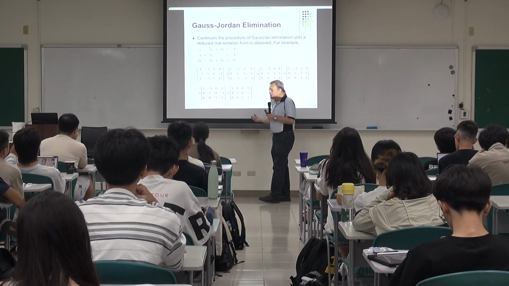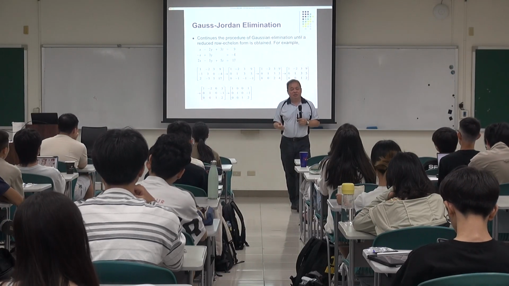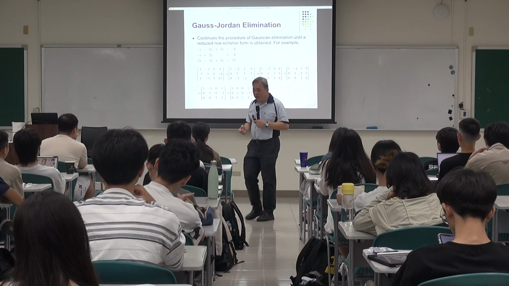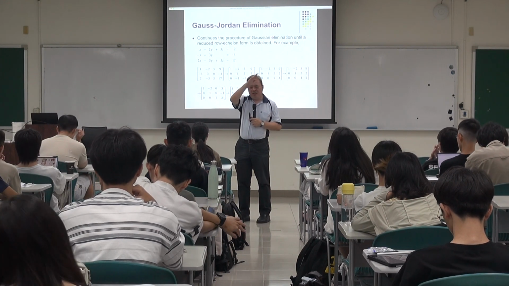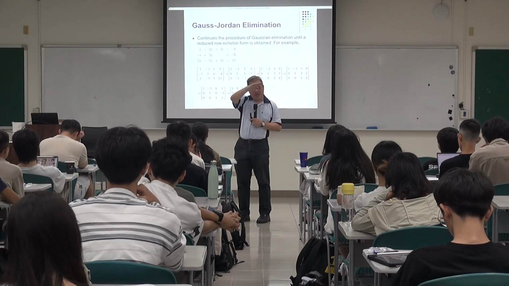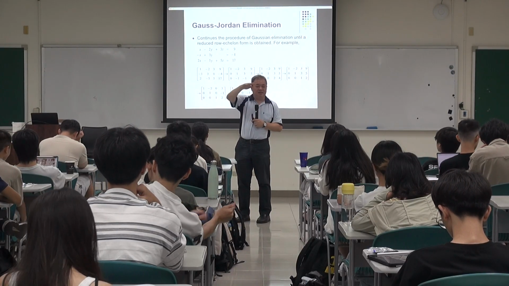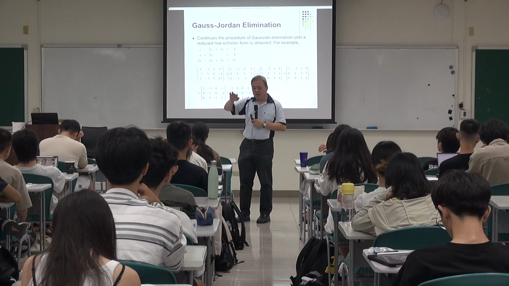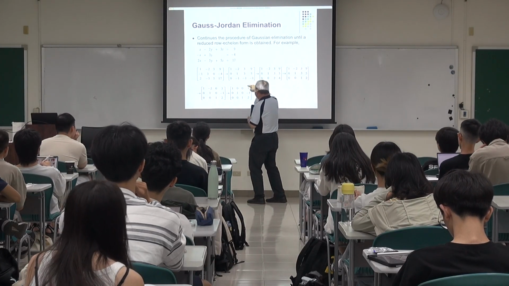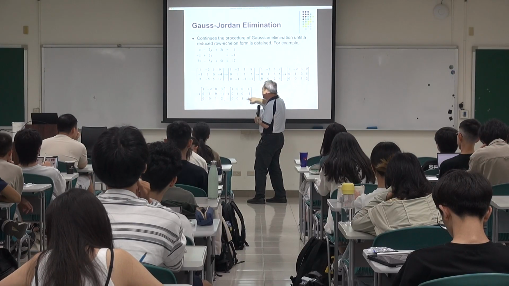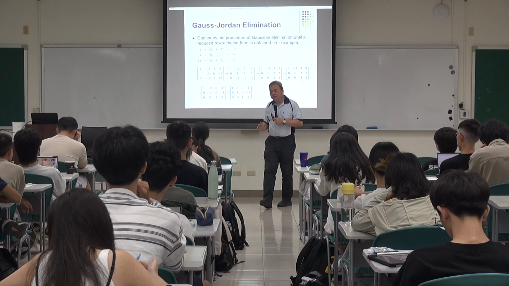So we get this one. This one is more of a reduced row echelon form. Okay? Reduced row echelon form. So the leading coefficient is 1. And other than that, all the others are 0. Well, of course, not including this constant.